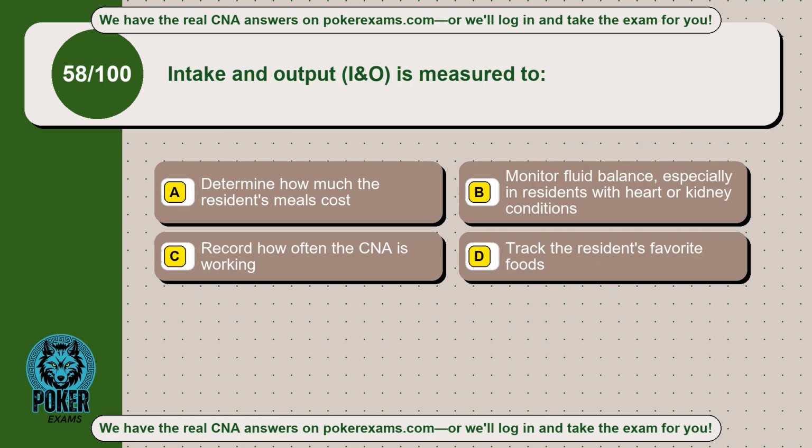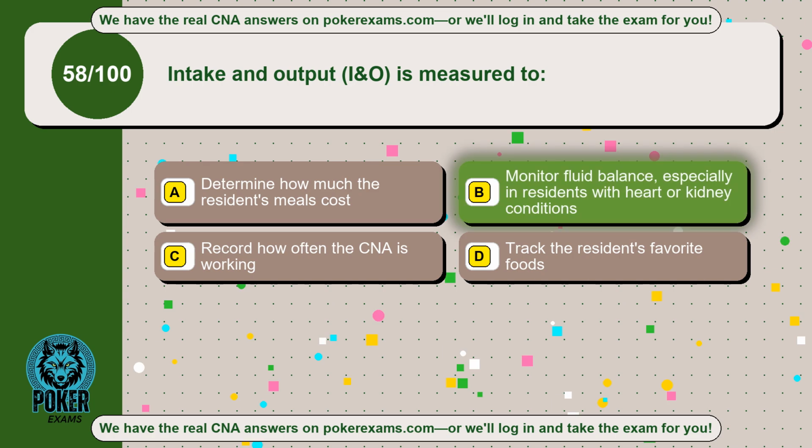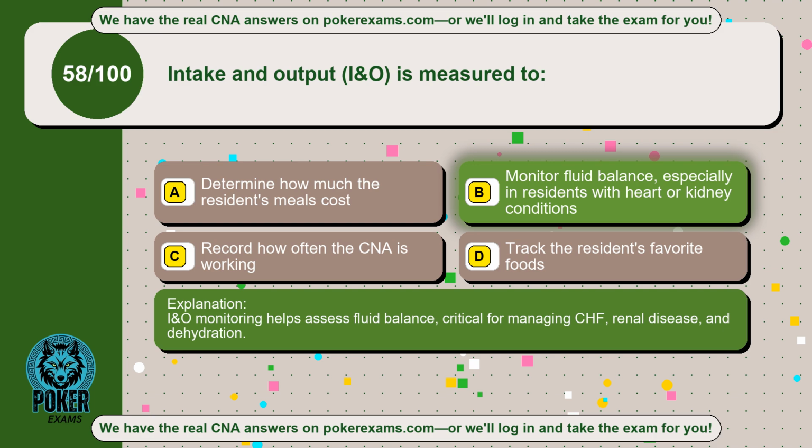Question 58. Intake and output, I&O, is measured to: Option A. Determine how much the resident's meals cost. Option B. Monitor fluid balance, especially in residents with heart or kidney conditions. Option C. Record how often the CNA is working. Option D. Track the resident's favorite foods. The correct answer is option B. Monitor fluid balance, especially in residents with heart or kidney conditions. I&O monitoring helps assess fluid balance, critical for managing CHF, renal disease, and dehydration.